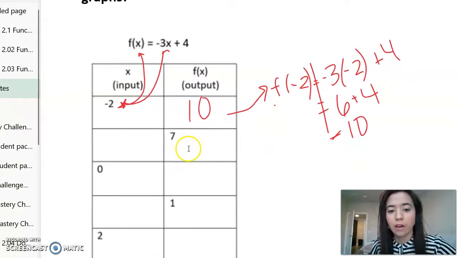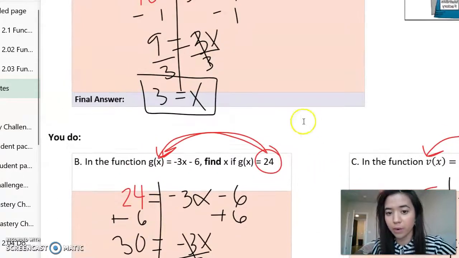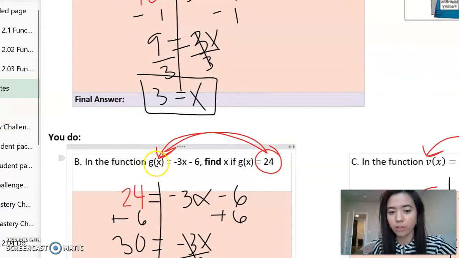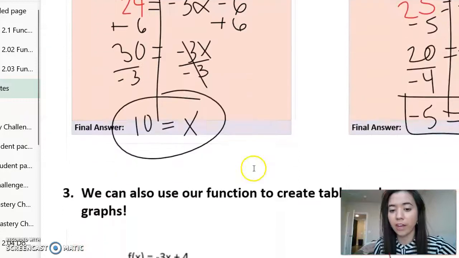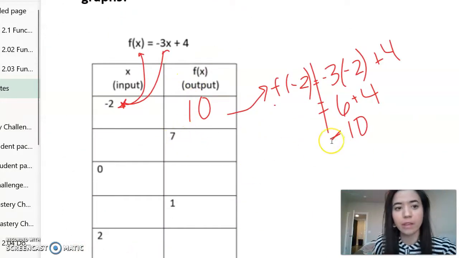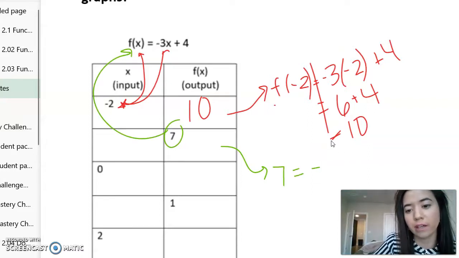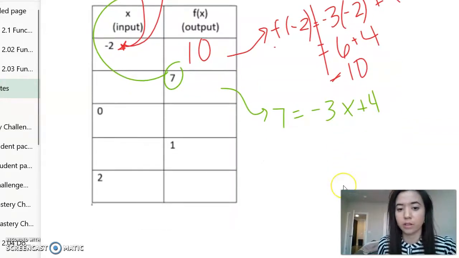Then we have our output is given. This is like these ones where we put our output in for g of x, and then we solve for x. So here I'm given my output, f of x is 7. So I'm going to put that where f of x is. So I'm going to say 7 equals negative 3x plus 4. So now I'm given my output, I need to find what my x value is.